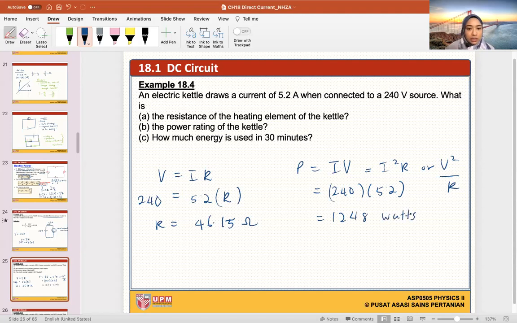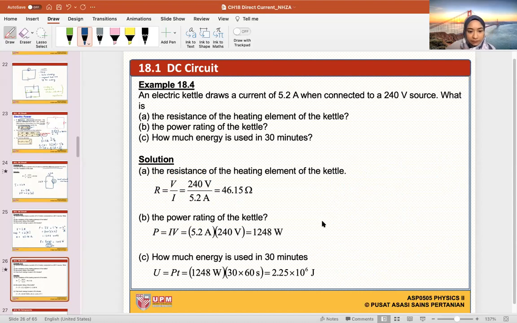How much energy is used in 30 minutes? P is equal to energy over time, and P is 1248 watts. You substitute time as 30 times 60 seconds, because it should be in SI. Use your calculator: 1248 times 30 times 60 gives 2.25 times 10 to the 6 joules.